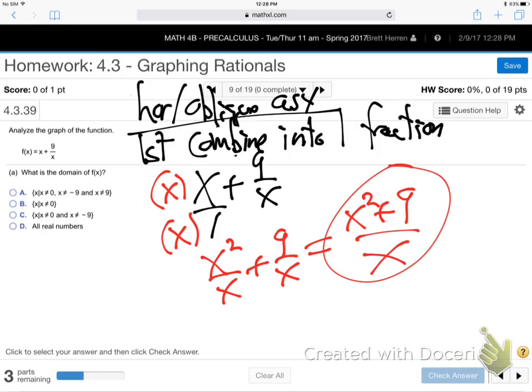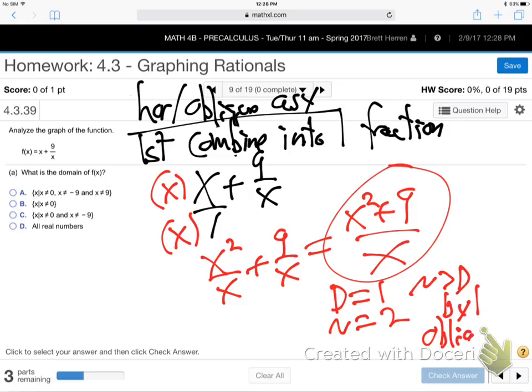Now I can do my denominator degree. The denominator degree is 1, the numerator degree is 2. The numerator is bigger than the denominator by 1. So that's going to be oblique, isn't it? Numerator bigger than denominator by 1, oblique, diagonal asymptote. So that means I've got to long divide. I don't know if I have time for that. How many more questions do we have here? So I'll come over here and long divide it.